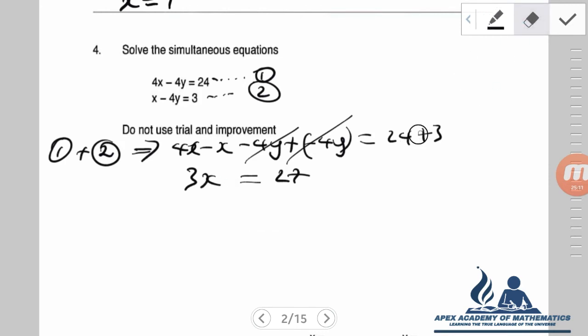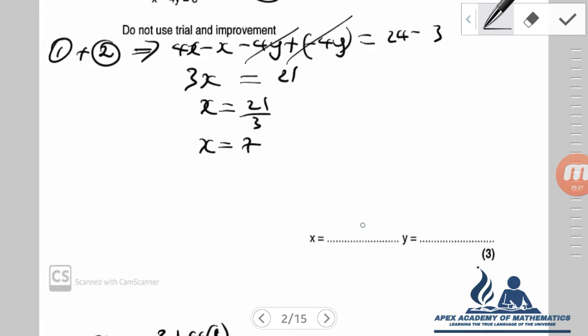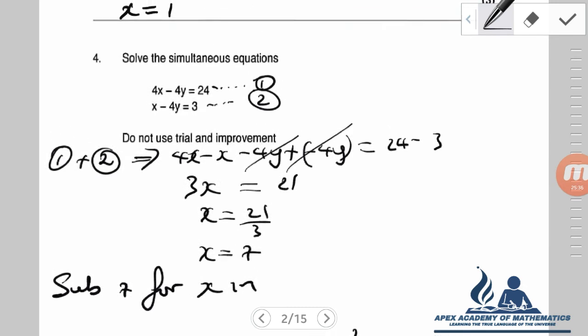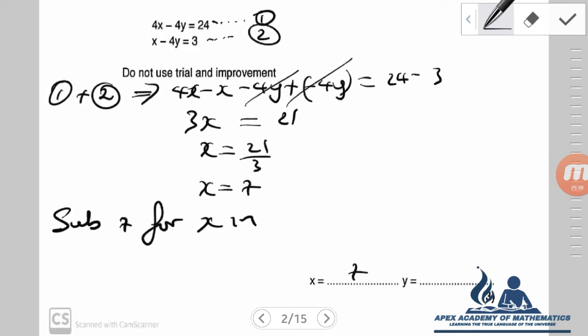x is equal to 21 divided by 3. x is equal to 7. So that's what we got earlier. x is equal to 7. All right, so we're just going to sub 7 for x in, let's choose equation 2. Okay, so we have x minus 4y, x is 7 obviously, so 7 minus 4y, and that's equal to 3.